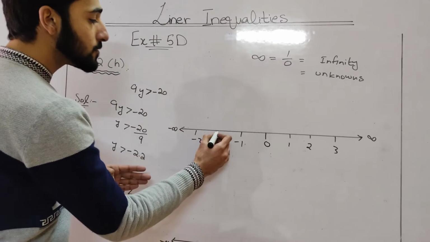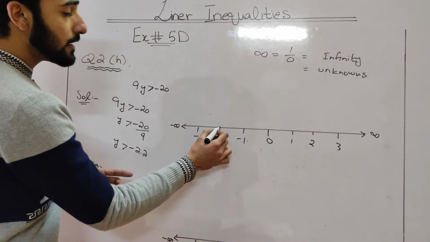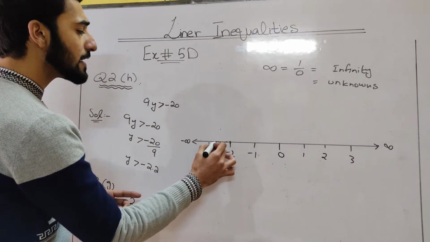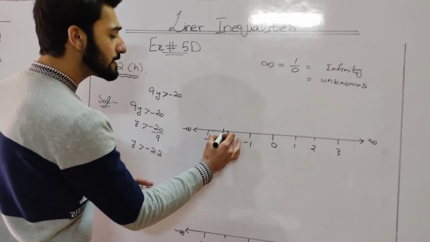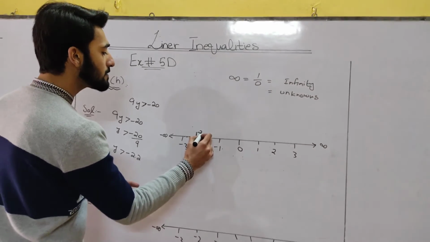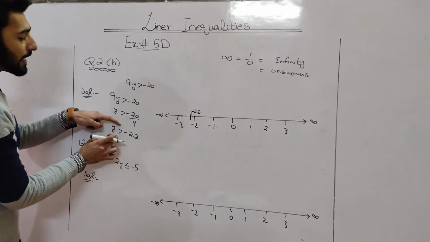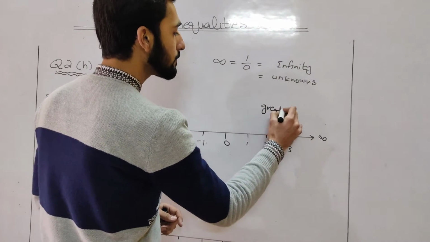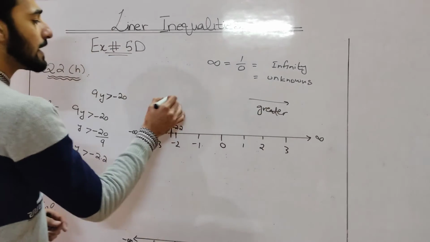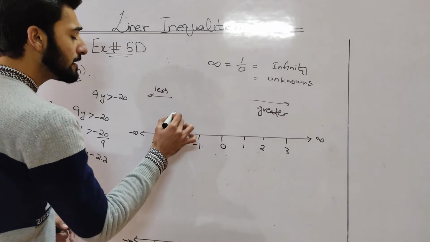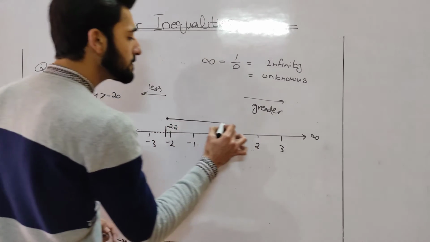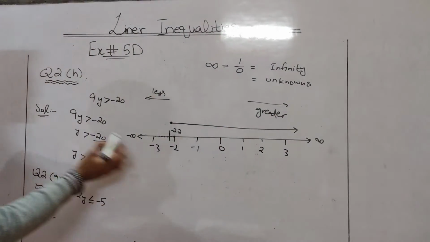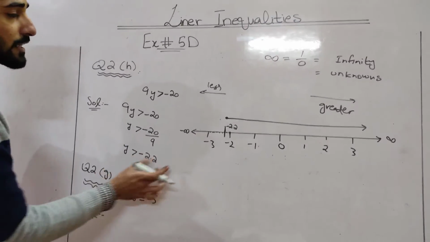Note that -2 is here and -2.2 lies like here, if we count 1, 2, 3, 4, 5, 6, 7, 8, 9, 10, so -2.2 lies just beyond -2. This side is always greater and this side is less. So y is always greater than -2.2, and the answer is y greater than -2.2.